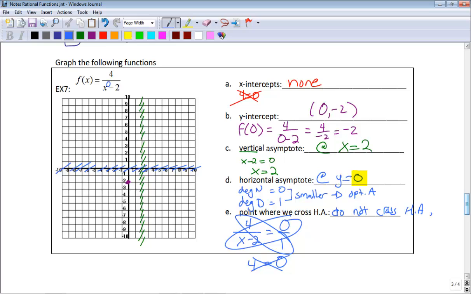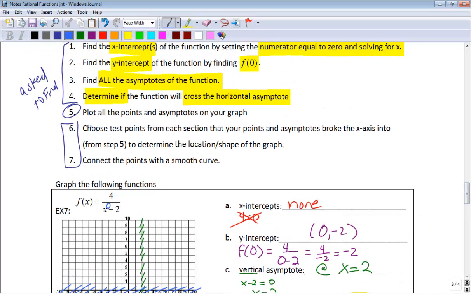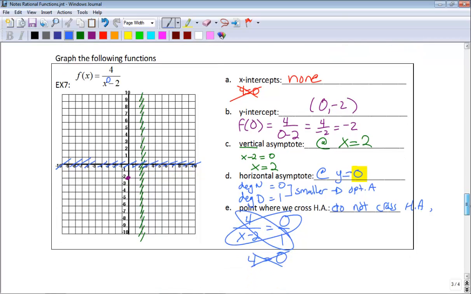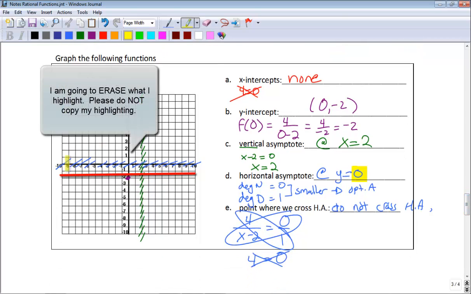So now we're on that step 6. Step 6 was asking us to take a look at each section that we've broken our graph into and pull an x value out of it. Let's take a look at what I'm talking about here. I need x values, right? So this is my x-axis, this horizontal thing here. I have no idea what's happening on this part of the graph.